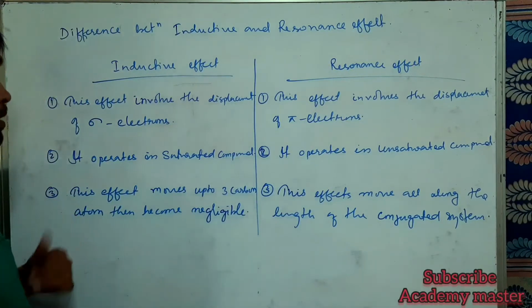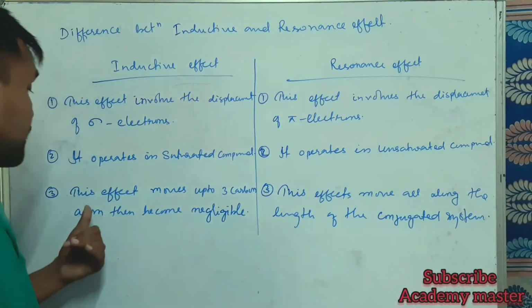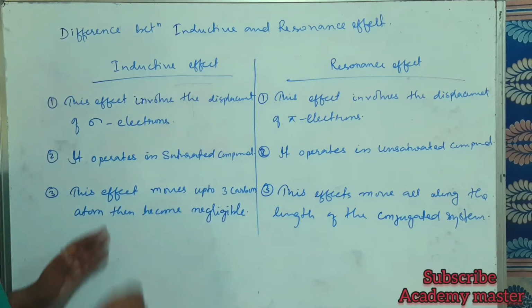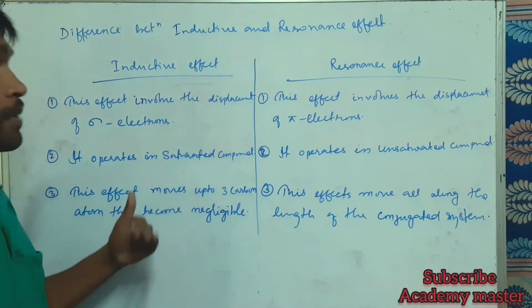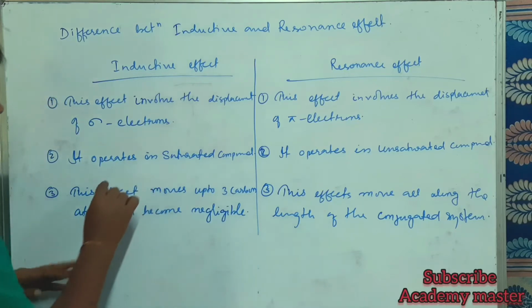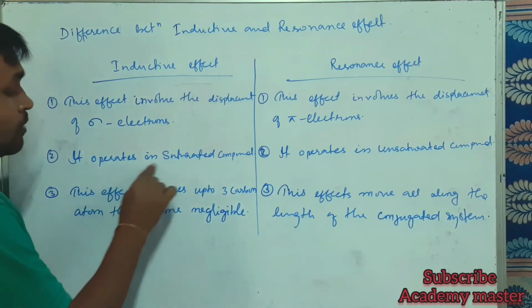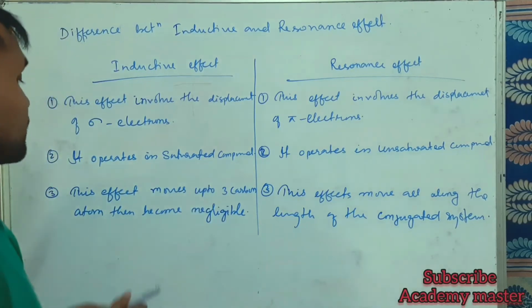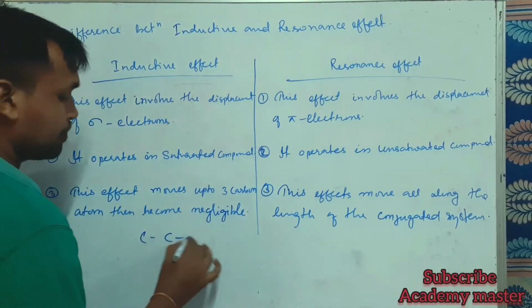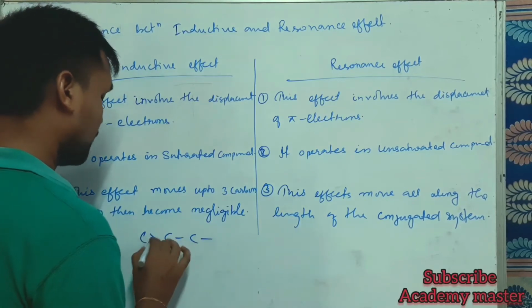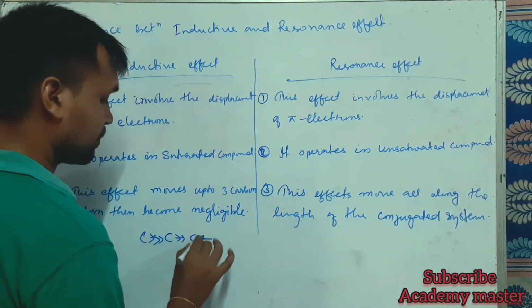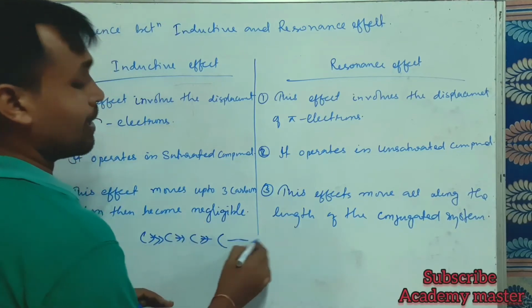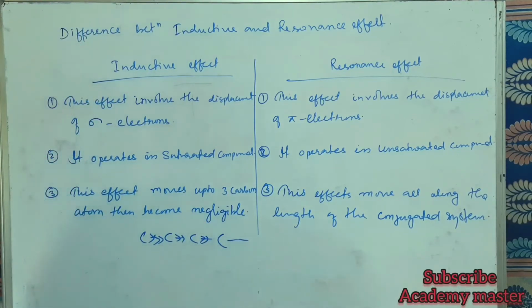The third point of difference is that the inductive effect moves up to 3 carbon atoms, then becomes negligible. That means for the inductive effect, 1, 2, 3, 4, the movement of the effect will be up to 3 carbons, and after that it will be there but negligible. It is equivalent to 0.